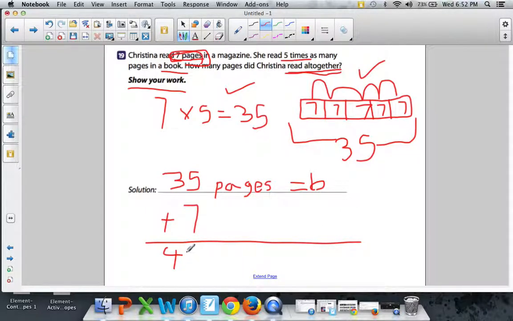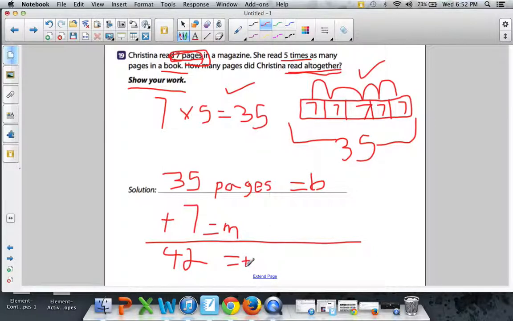If so, that becomes a slightly harder problem, because you might do what I almost did. You might, T for total, and M for magazine. You might stop after you find out how many book pages she read. But if they want all the pages altogether, then we have to include those 7 pages from the magazine too. 35 plus 7 equals 42.